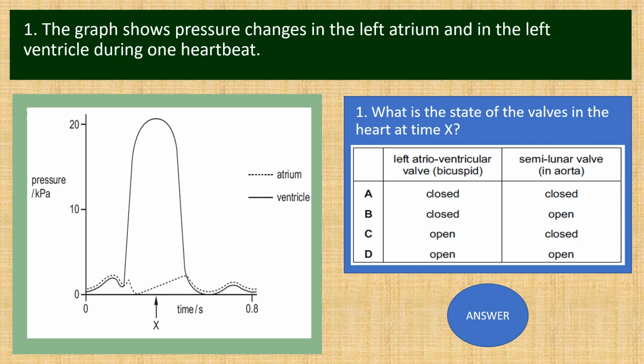Choice letter B. The left atrioventricular valve is closed and the semilunar valve is open. Choice letter C. The left atrioventricular valve is open and the semilunar valve is closed. And last, letter D. Both left atrioventricular valve and the semilunar valve are open. Click pause, write your answer, and when you're ready to know the correct answer, click play.